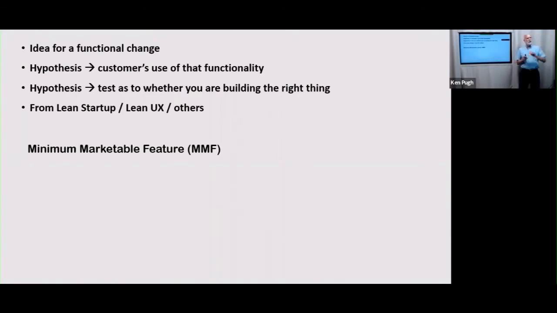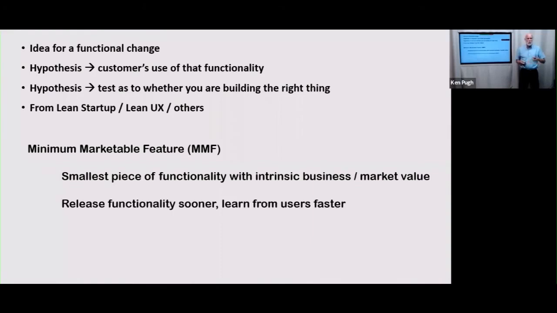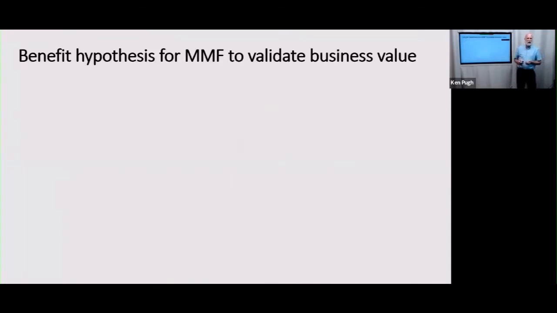So how are we going to do this? Well, we're going to create the minimum marketable feature, take the feature and take it down to its essence. Smallest piece of functionality that has at least some business value or market value that we can see people are going to use. Why do we want to do it? Get that functionality out. See if the users are actually going to be using it. And if they aren't, well, then at least we've learned something.